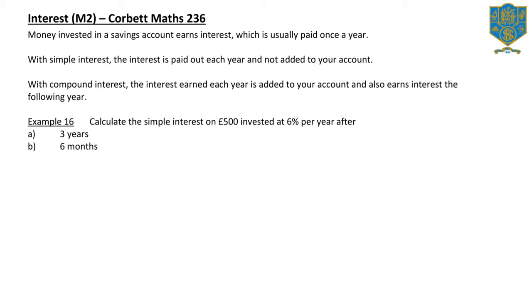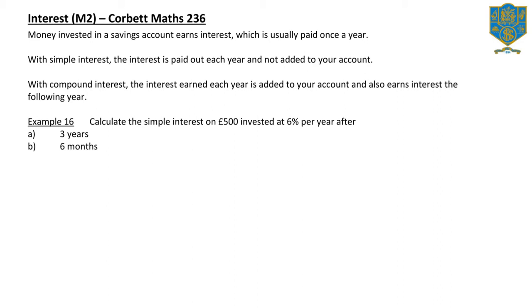Whereas with compound interest, you add on your interest and then you work out a new percentage value based on your new total. So, example, calculate the simple interest on £500 invested at 6% per year after 3 years.